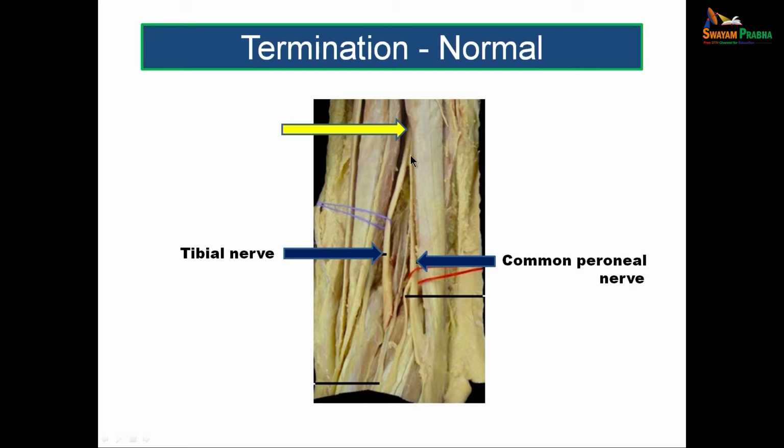So, normally sciatic nerve terminates at the upper angle of the popliteal fossa, which is at the junction of the middle and the lower 1/3 of the thigh.